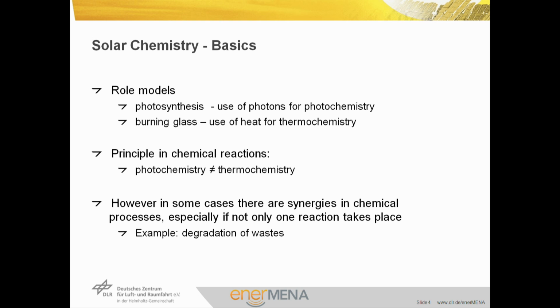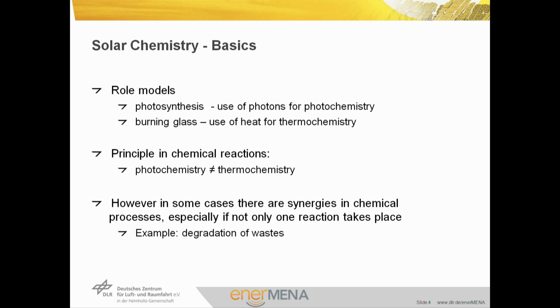The basics of solar chemistry is that we have two role models. Photosynthesis, like in plants, we use the photons of the sunlight for carrying out photochemical reactions. And the other one is using the sunlight, like in a burning glass, like in CSP plants, for heating up thermochemical reactions. But there is a principle in chemistry that photochemistry is forbidden when thermochemistry takes place and vice versa. So if we do something in photochemistry, it's always cold, and if we do something in thermochemistry, it's always hot.